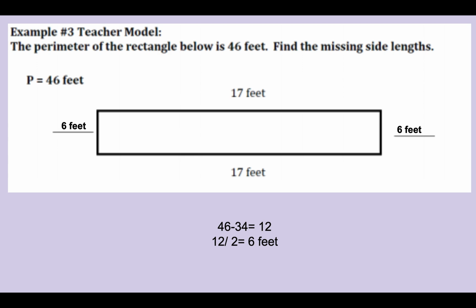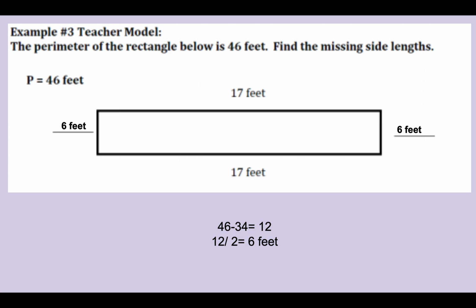Again, since the 2 missing sides are opposite sides of a rectangle, we know that they have to be equal. If we split 12 feet equally between 2 sides, how long is each side? You have to do 12 divided by 2 to get 6 feet. Let's see if this works. 17 plus 6 plus 17 plus 6 equals 46 feet. This totals to the correct perimeter. Therefore, the missing side length is 6 feet. So you needed to add 17 and 17, subtract that from our total, and then take our total, which was 12, and divide it by 2 to find our missing lengths.